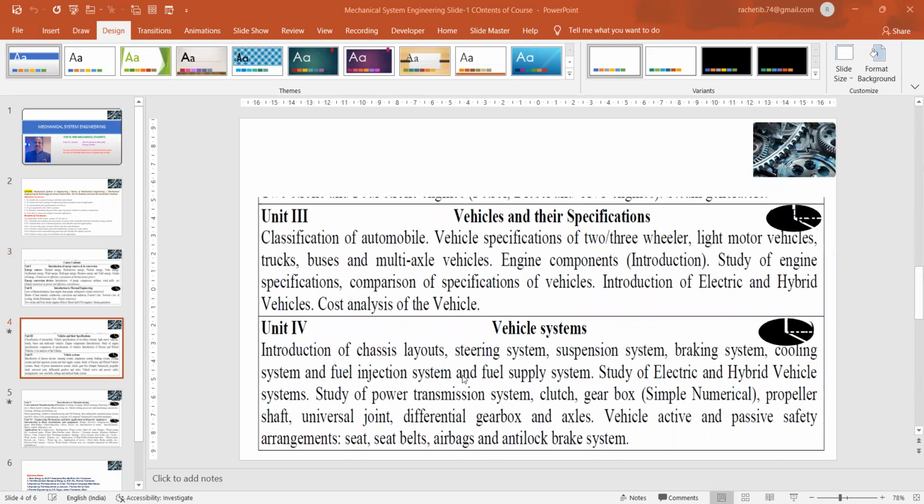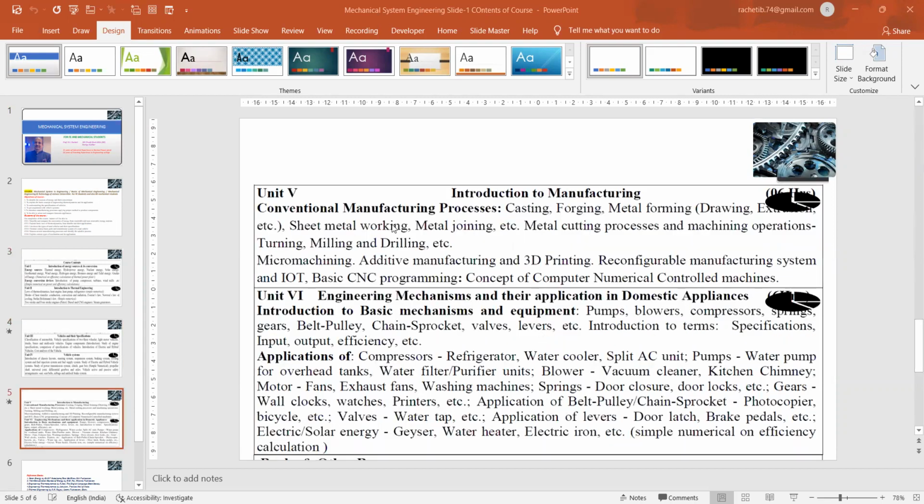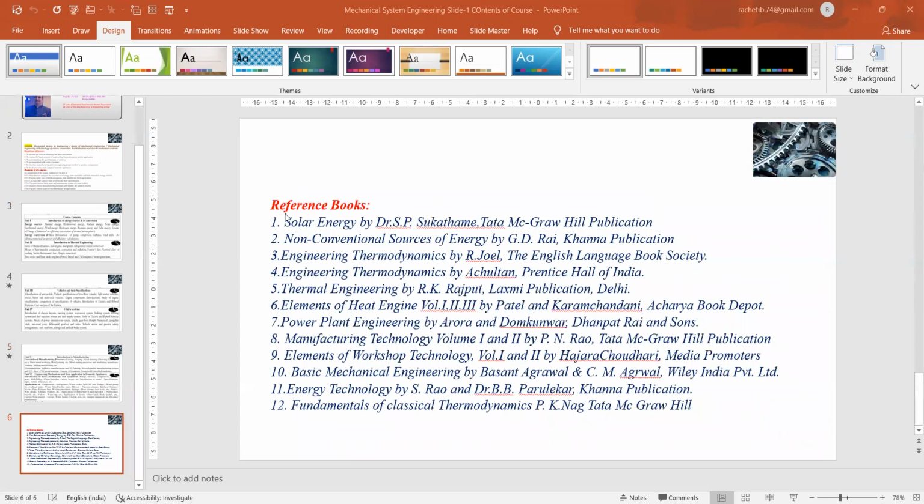Unit 3, vehicles and their specification. Unit 4, vehicle systems. Unit 5, introduction to manufacturing processes. And unit 6, engineering mechanisms and their applications in domestic appliances. And we have seen the various reference books. There may be more books also which we can refer, but these are the most important from the examination point of view or the syllabus point of view. These are the reference books you can refer. So this was discussed in our last video.